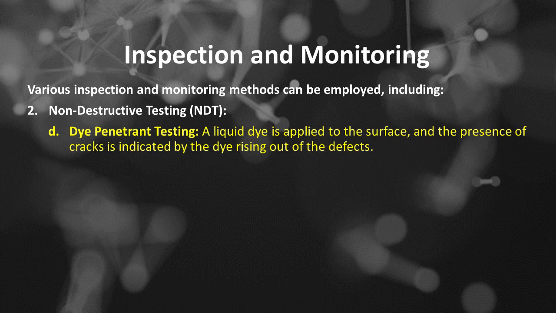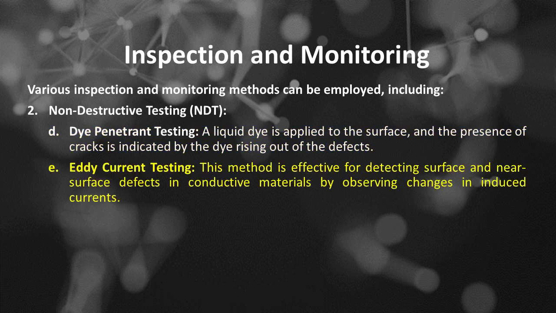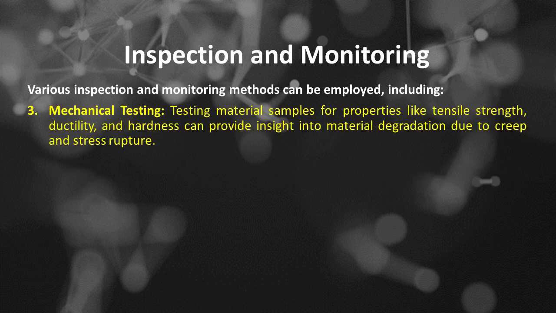The fourth of NDT is dye penetrant testing. A liquid dye is applied to the surface, and the presence of cracks is indicated by the dye rising out of the defects. The fifth of NDT is eddy current testing. This method is effective for detecting surface and near-surface defects in conductive materials by observing changes in induced currents. Number 3 is mechanical testing.